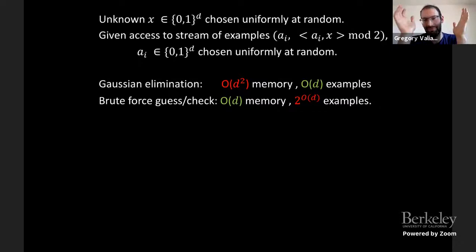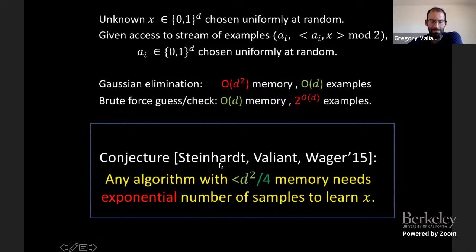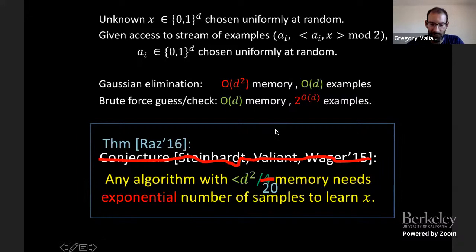And the question is, is there anything between these two? With less than d squared memory, can you still get away with a linear or polynomial number of examples? In 2015, with Jacob Steinhardt and Stefan Wager, we had this conjecture that any algorithm that uses less than d squared over 4 memory would end up needing to see an exponential number of examples to learn x with any significant probability of success. And this was proved by Ran Raz in 2016.